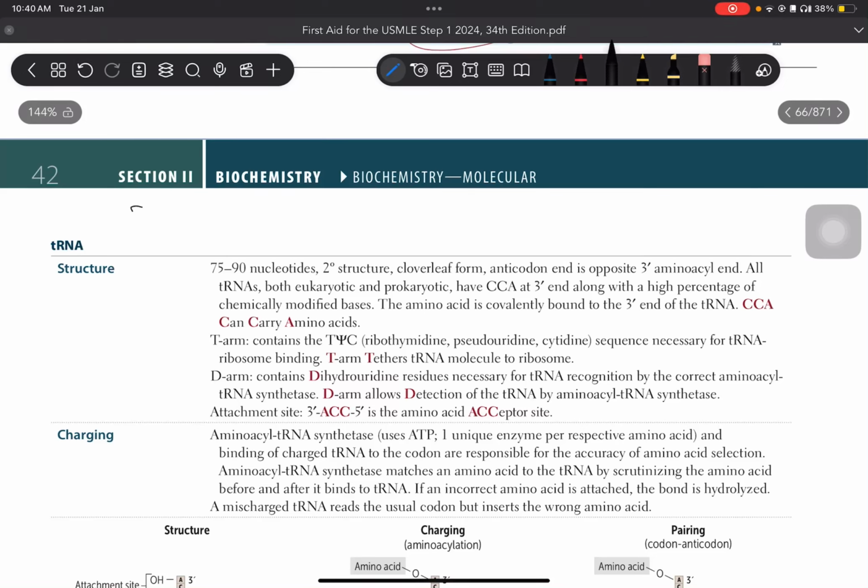Having discussed transcription, I will move on to translation. Before moving on to translation, we need to understand the basics of mRNA, tRNA, and ribosomal rRNAs. We have discussed the formation of all these in the previous video. Now we will discuss translation. Before going into translation, we need to know the basics of tRNA.